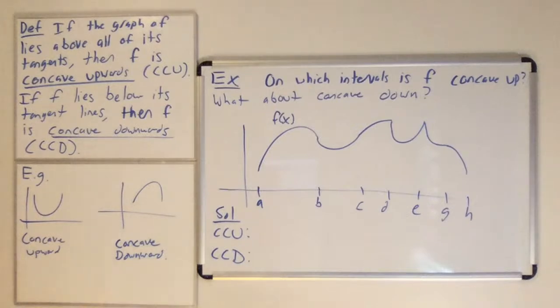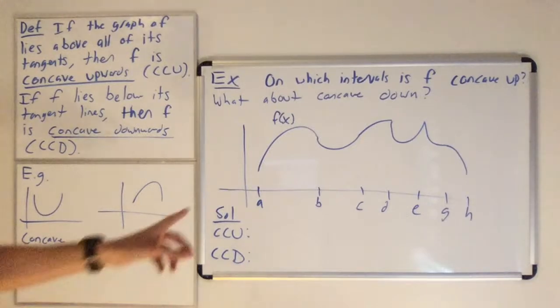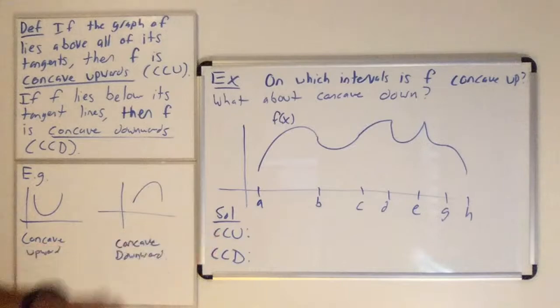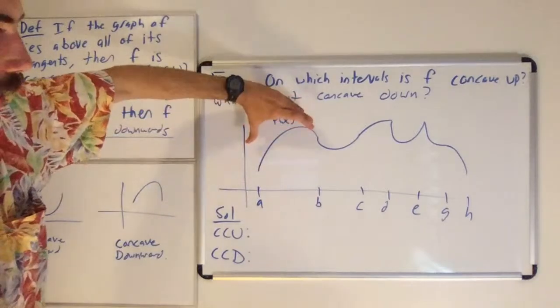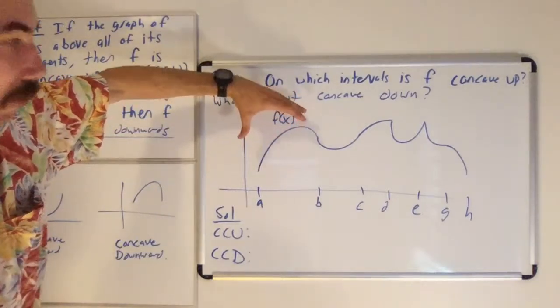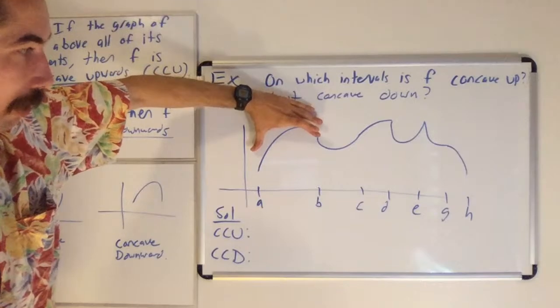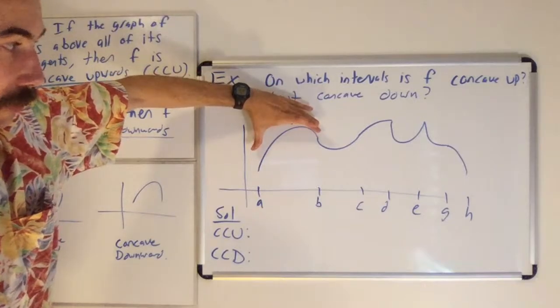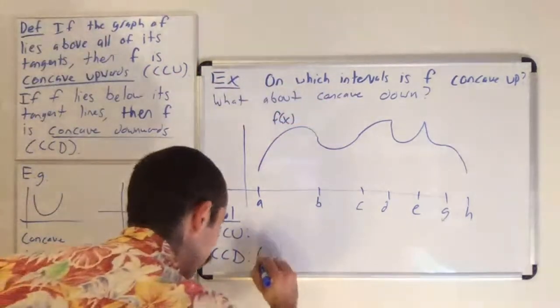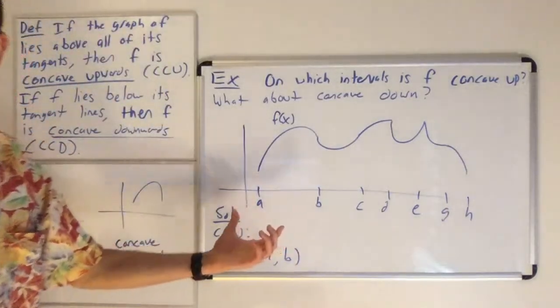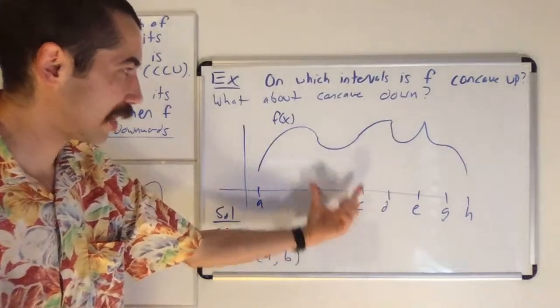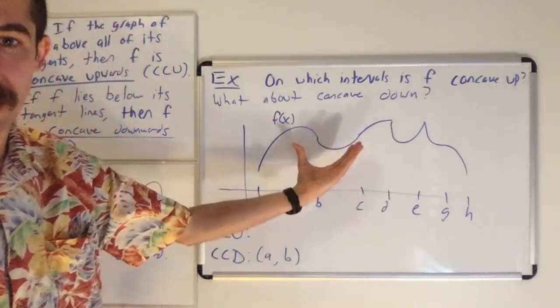Yeah, concave down, we're saying A to B, C to D, and G to H. Yeah, so you want to look at the parts of the graph that are kind of in the frown face or a part of a frown face. Right, and so clearly A to B is a frown face, so we'll add that to part of our interval, and now we'll just go one section at a time. So from B to C, it's up. It's a smiley face, so it's going to be concave up.